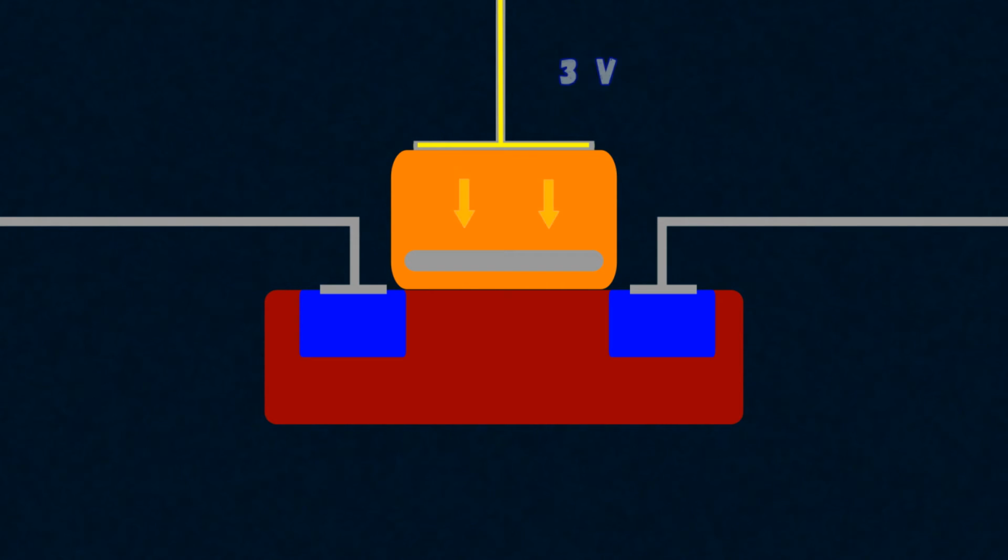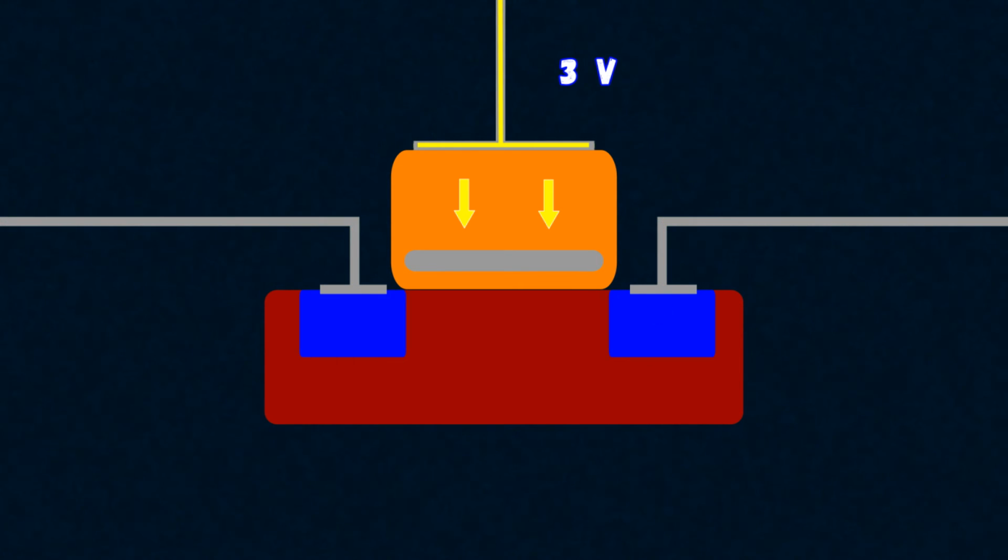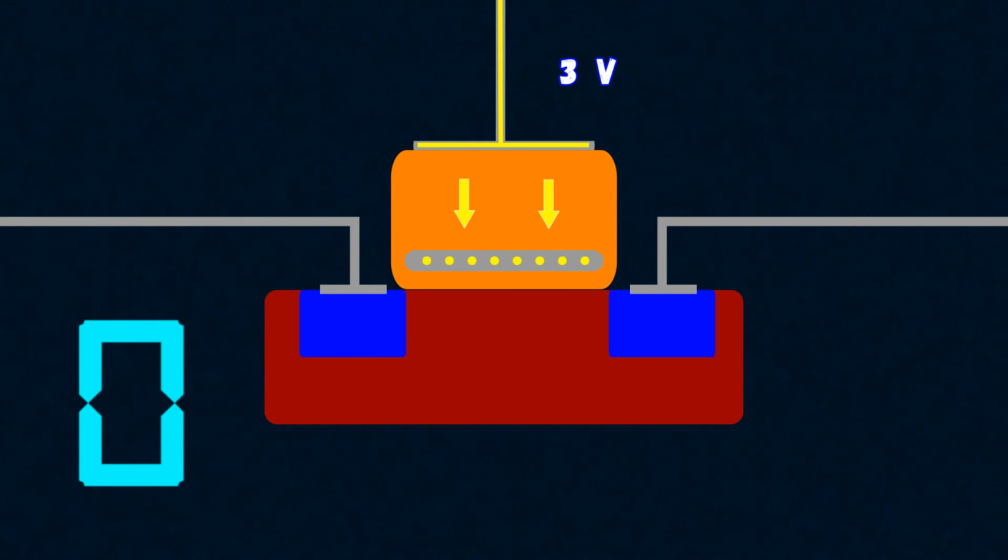We apply the working voltage, let's say 3 volts, to the gate and contacts and check if current flows. If it does, it means there are no electrons in the floating gate, and a 1 is written in the cell. If the current doesn't flow, it means that the electrons in the floating gate hindered the creation of a conducting channel, and a 0 is written in the cell.